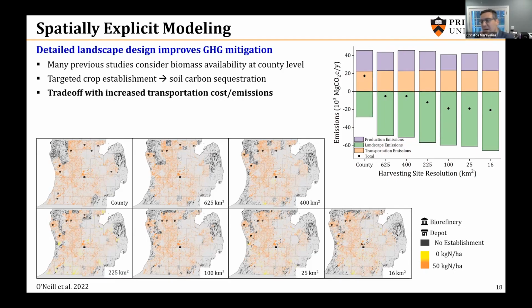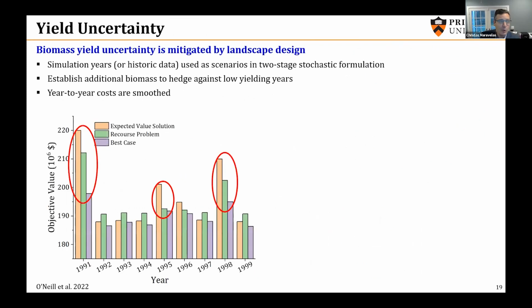So it is important, or we could design better systems, if we do this analysis with these spatially explicit models. Going forward, impact of uncertainty. This is the objective, we are minimizing cost. This is the objective function value.